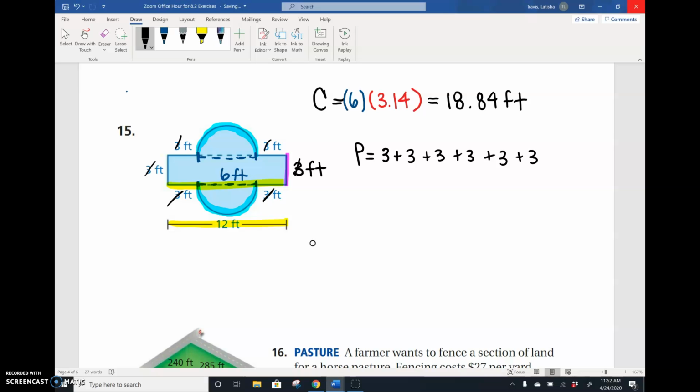The only other thing we need to add is the length of both semicircle perimeters, and we know that length to be 18.84. So the last thing to do would be to add all of these numbers together correctly. And when you add them together correctly, you get 36.84 feet. That's going to be the perimeter of this figure here. I'll stop here so the video is not too long and make another video for number 16.